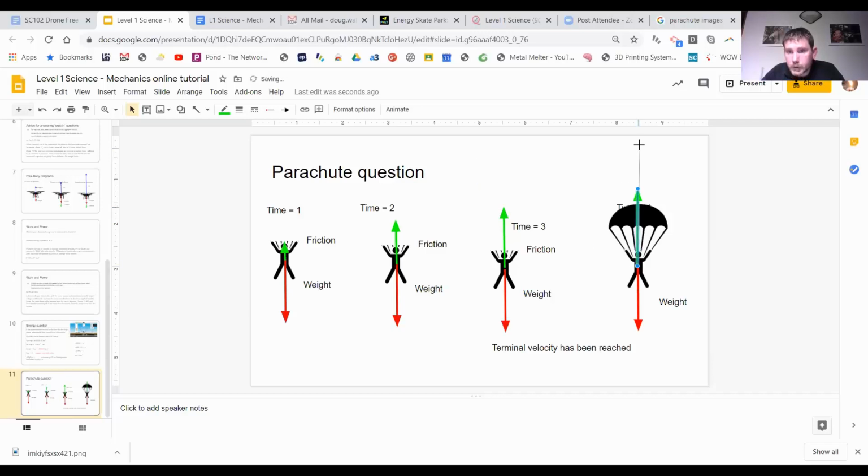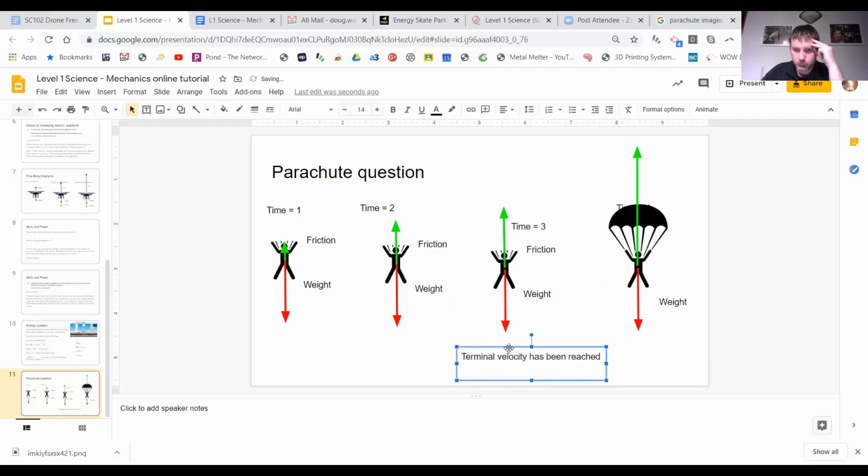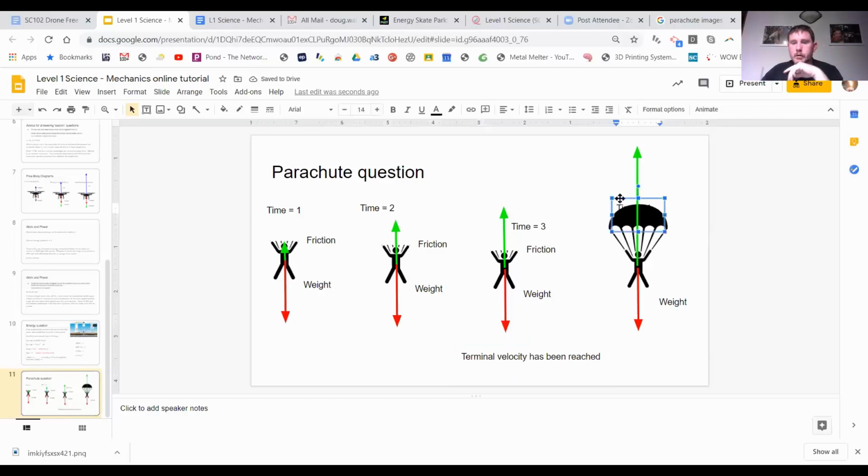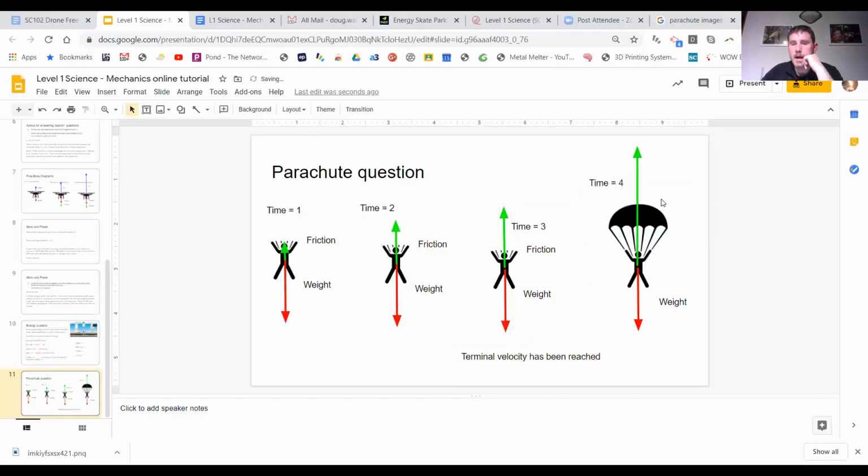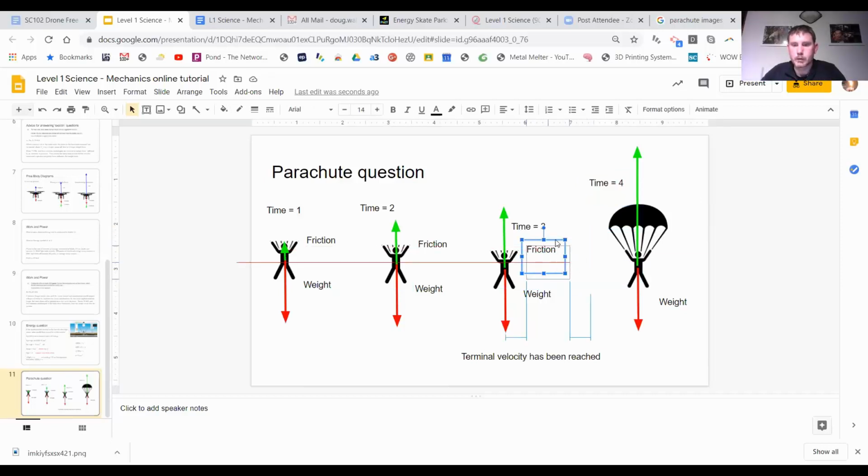And that means that the net force is now acting upwards. And because the net force is acting upwards, in situation time 1 and time 2, the net force was downwards, so the person was accelerating downwards. In time 3, the forces were balanced, so there was no acceleration, so the person had reached constant velocity, and we called that terminal velocity. In time 4, when the person's opened their parachute, we've now got this massive frictional force, and so the net force is upwards. Sorry, I wanted to copy that. So the net force is now upwards, and that means that the acceleration is upwards.